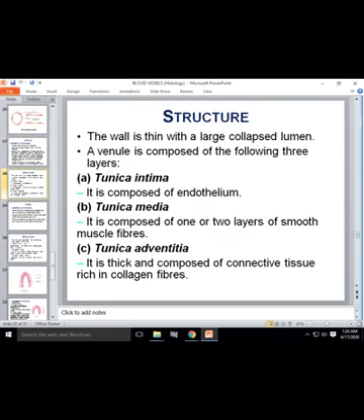Now we see the structure of the venule. The wall is thin with a large collapsed lumen, and it is composed of 3 layers. Innermost is the tunica intima, which is composed of endothelium. Second is the tunica media. It is composed of 1 or 2 layers of smooth muscle fibers. And the outer one is the tunica adventitia, which is thick and composed of connective tissue rich in collagen fibers.